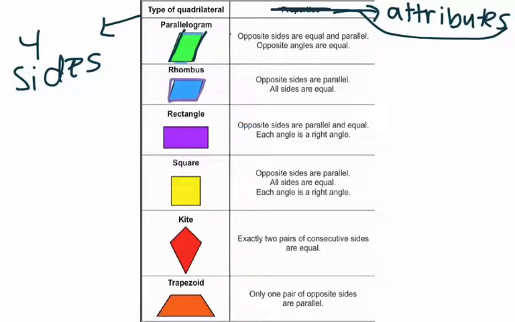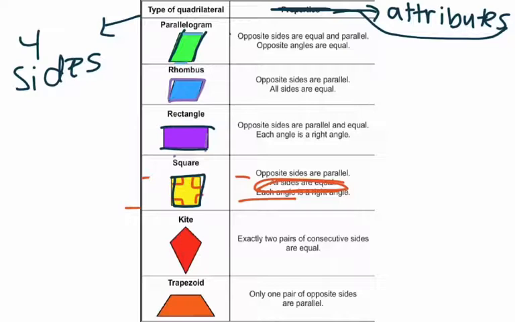Well, what about a square? Well, a square is the same thing as a rectangle, right? Its opposite sides are parallel. They never touch if I were to keep going. Same with the opposite side, never touch. It's got 4 right angles. Each angle is a right angle, just like a rectangle. But what makes it different is that all sides must be equal. Whereas with a rectangle, you have some that are different.